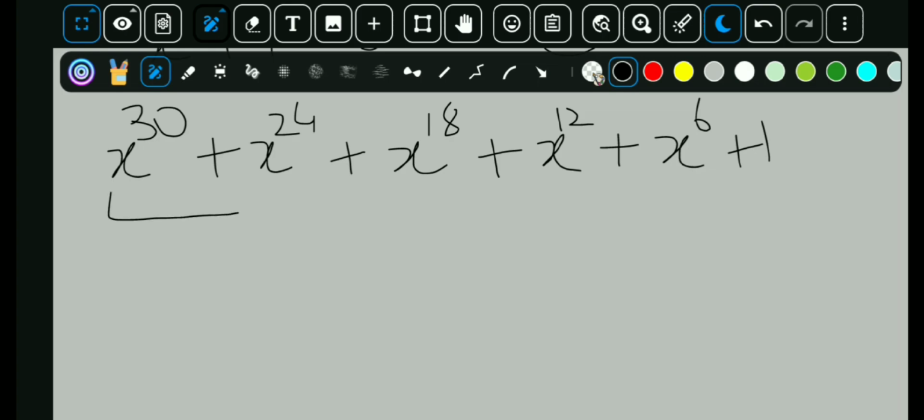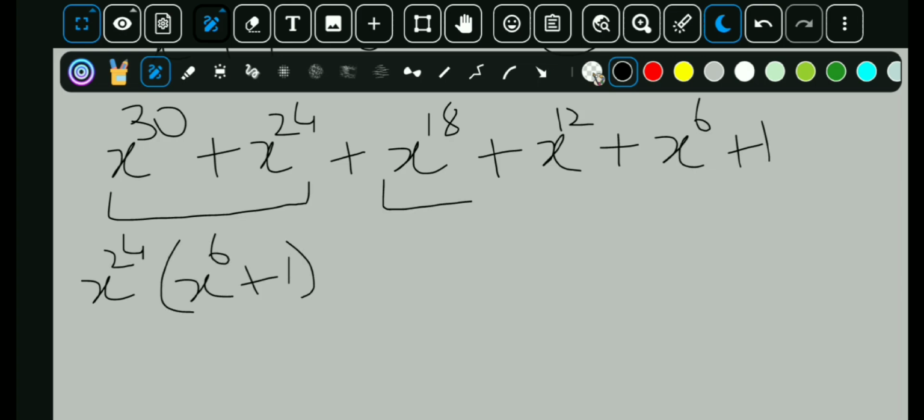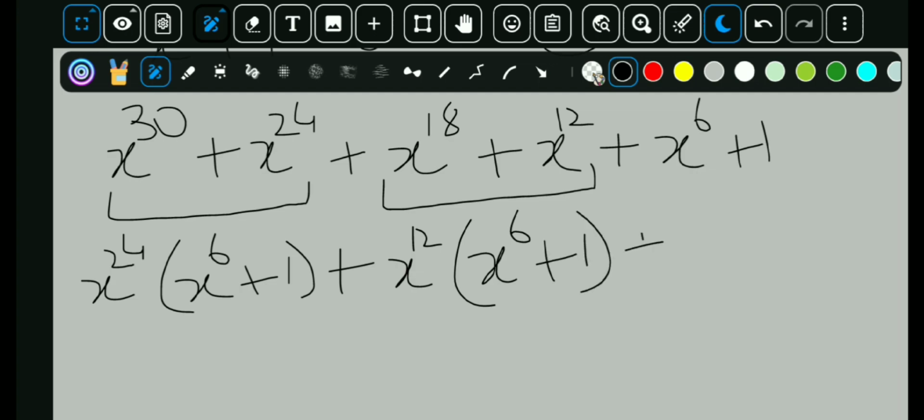So from the first two terms, if we take x raised to the power 24 common, then we get x raised to the power 6 plus 1. Further, from the next two terms, if we take x raised to the power 12 common, then we get x raised to the power 6 plus 1. And in the end we take 1 common, and what remains is x raised to the power 6 plus 1.